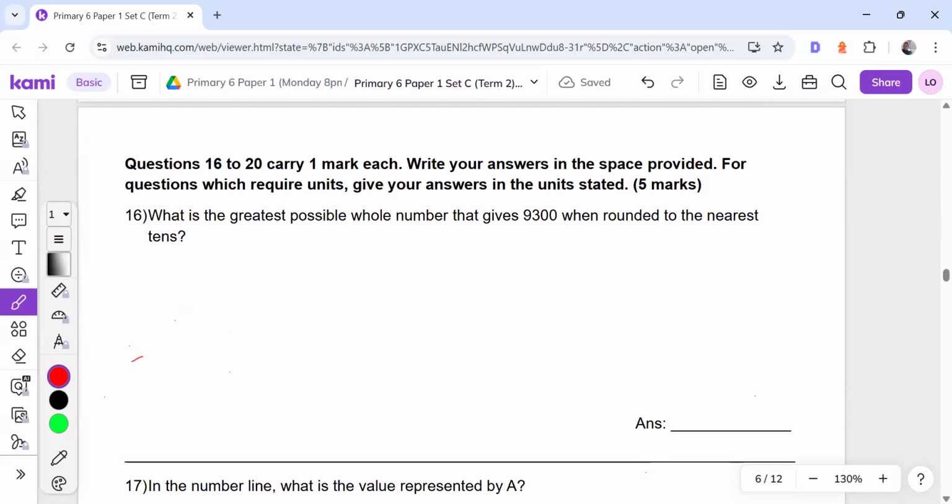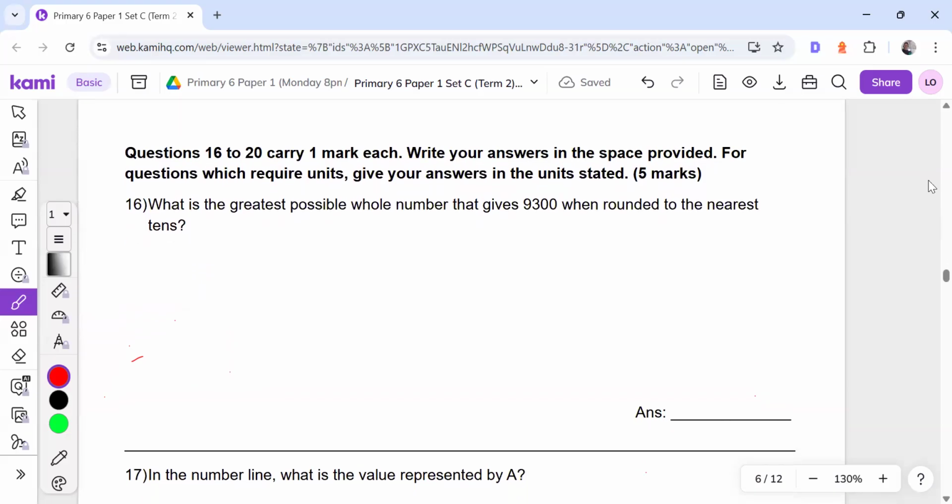Okay, this one, a primary 4 question. If you got it wrong, you forgot how to do this already. Anyone get it correct? Only 1%, 2%, then the rest, 3%, 4%. Those who got it wrong, you have forgotten your P4. What is the greatest whole number that gives 9300 when rounded to the nearest tens?